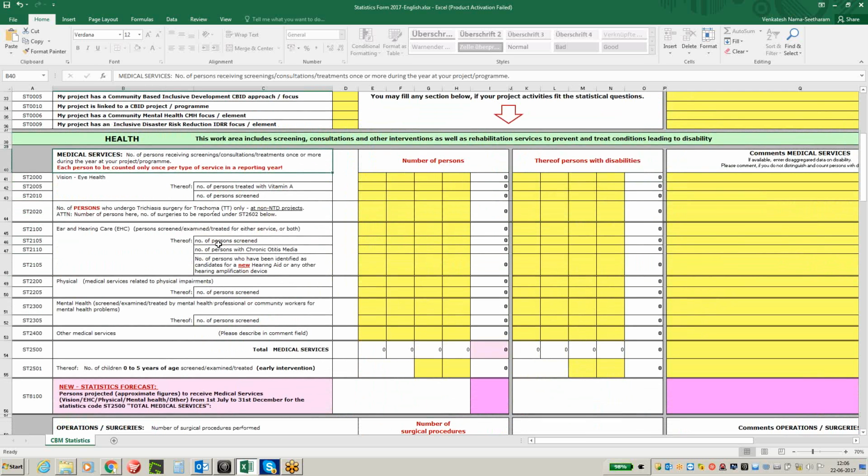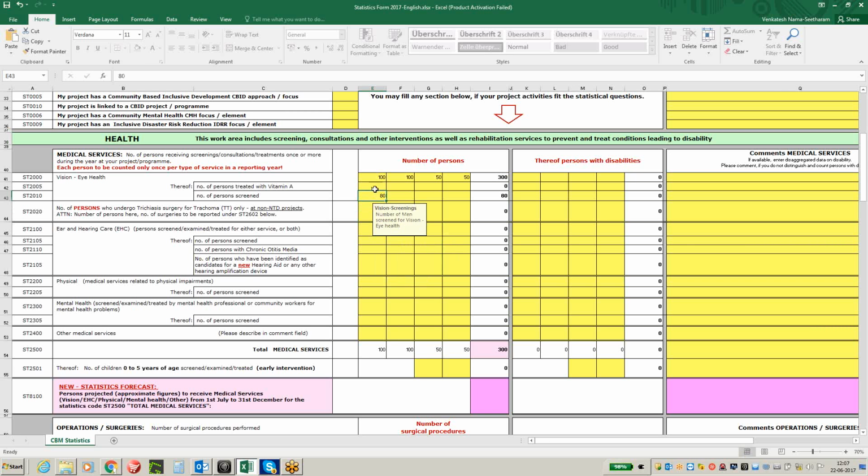Okay, here in the medical services section, you see number of persons and thereof number of persons with disabilities. For example, in vision, you say, okay, there are 100 men, say 100 women, 50 boys, and 50 girls who are receiving services for vision in the first semester. Okay, out of this 100, maybe this 100 has been arrived at saying that okay, 80 persons have come from screenings and 20 are from the previous year clients.